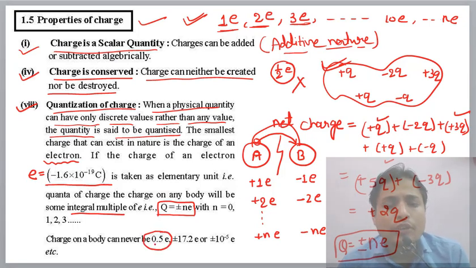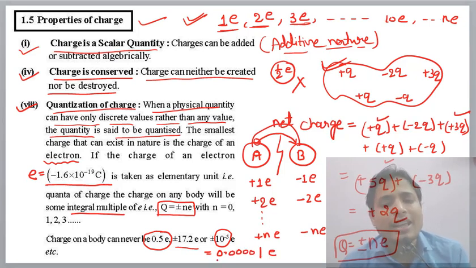0.5e, 0.5 means 1/2. Half an electron cannot be transferred, so it is not possible. Like 17.2e, it also cannot be possible. That's why it is not possible for any body to have this type of charge. Okay, 10 to the power minus 5 is also a decimal number. It will be equivalent to 0.00001. Okay, so decimal parts are not possible, only the integral multiples.